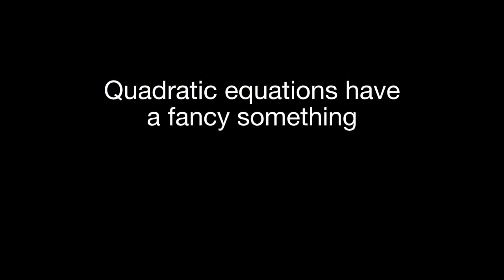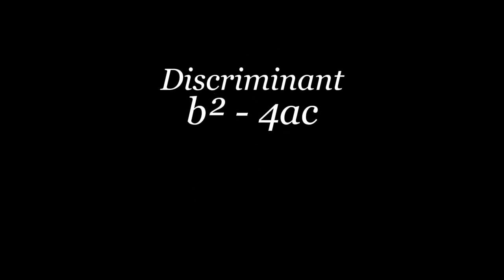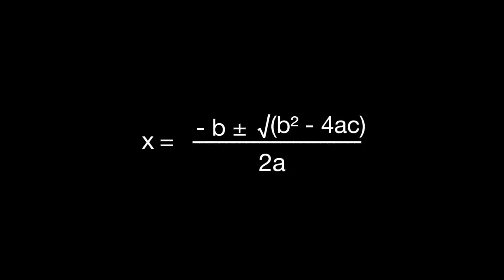Quadratic equations have a fancy something called a discriminant. This thing is used to determine whether the quadratic equation will have real or imaginary roots. I present to you the discriminant b squared minus 4ac. Yeah, this is just this term from the quadratic formula, and depending on its value, we can determine the nature of roots. Let's replace b squared minus 4ac with a big D.